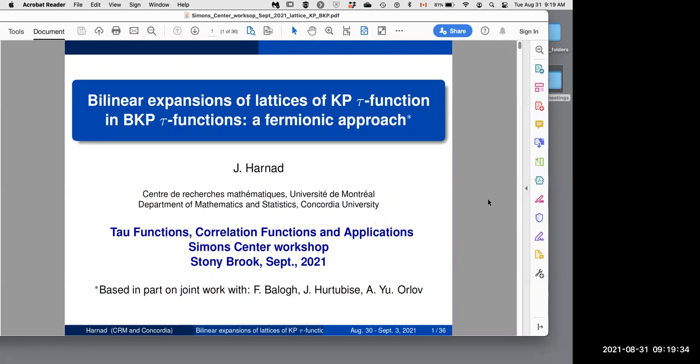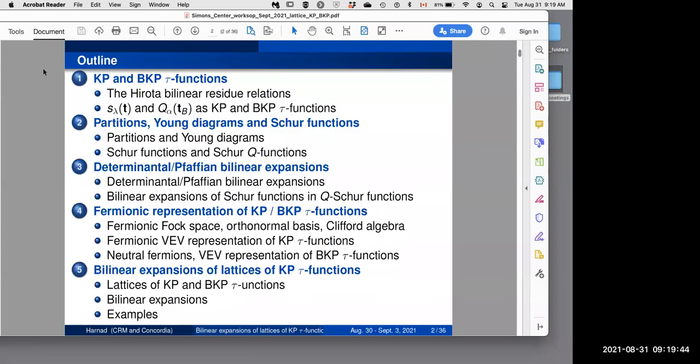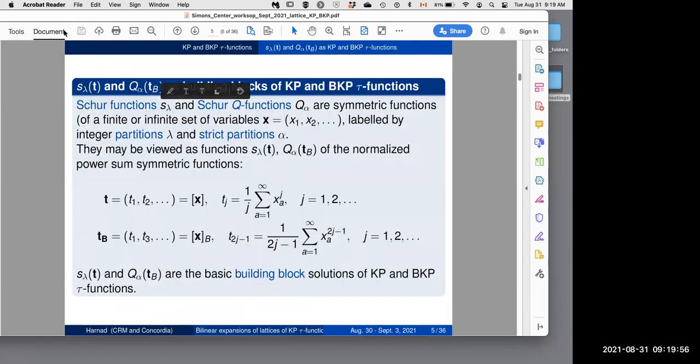The main tool is Fermions, so I hope that people are okay with that. And I'm just going to go ahead with this. It's going to be pretty elementary because I'm going to try to make everything explicit. So here's the outline. I'll recall what BKP and KP tau functions are. I think everyone here knows, and the special role played by the Schur functions and the Schur Q functions.